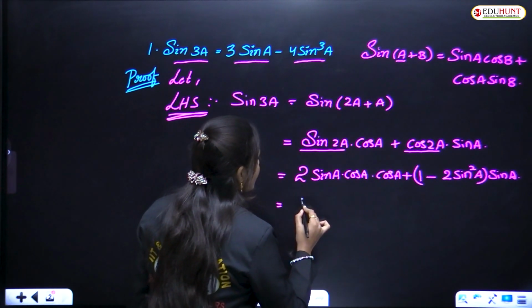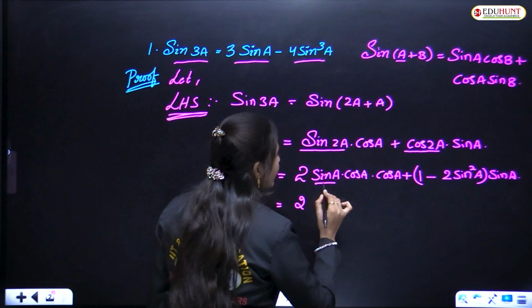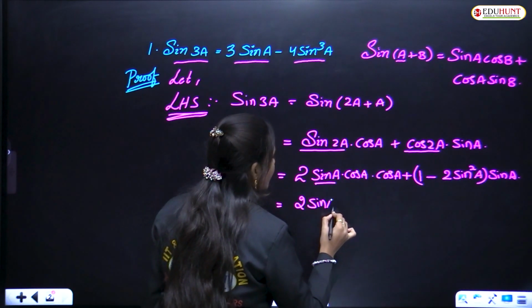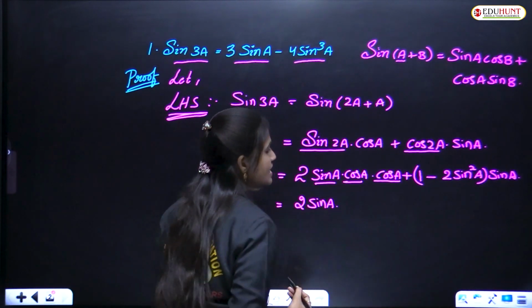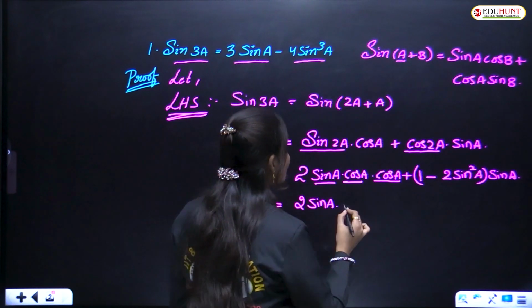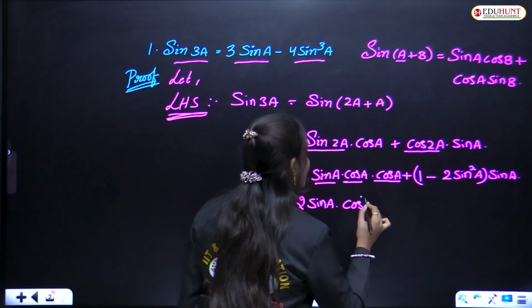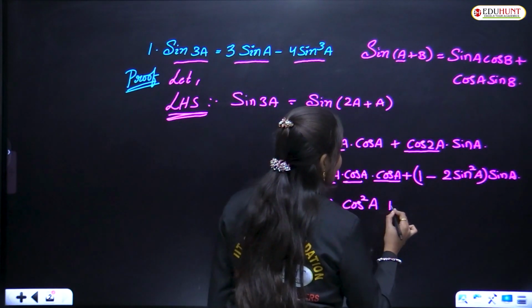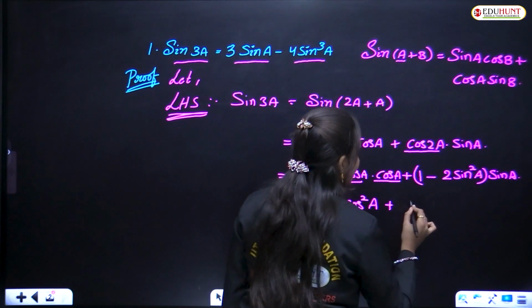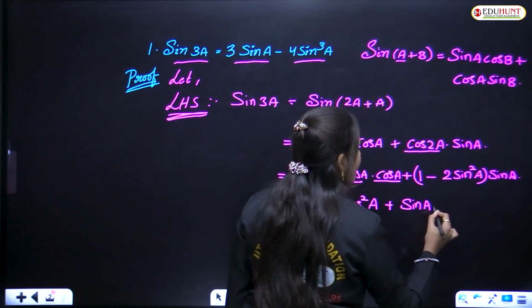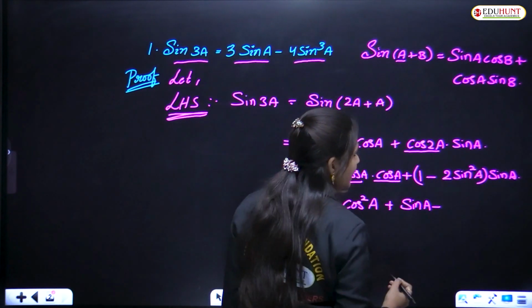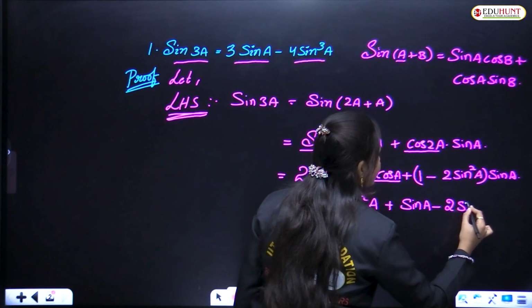Now simplify this. 2 sin A into cos A into cos A, so cos A into cos A is cos square A. Cos square A plus 1 into sin A is sin A minus 2 sin square A into sin A, which is 2 sin cube A.